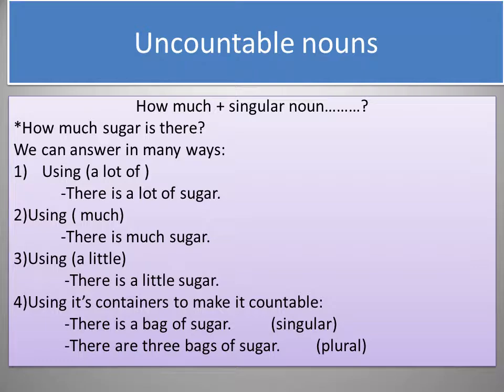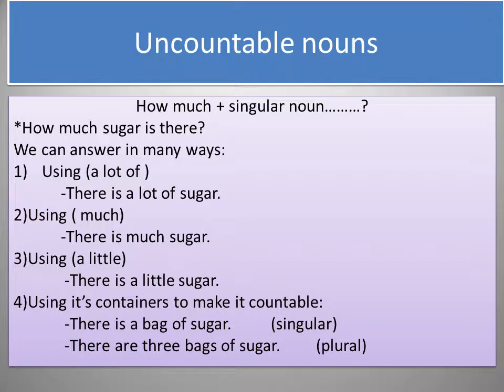Here is uncountable nouns using the question how much, plus uncountable nouns, like how much sugar is there? This is a question. We can answer this question in many ways. The first way, we can use a lot of. There is a lot of sugar. Also we can use much. There is much sugar. We can also use little. There is a little sugar.